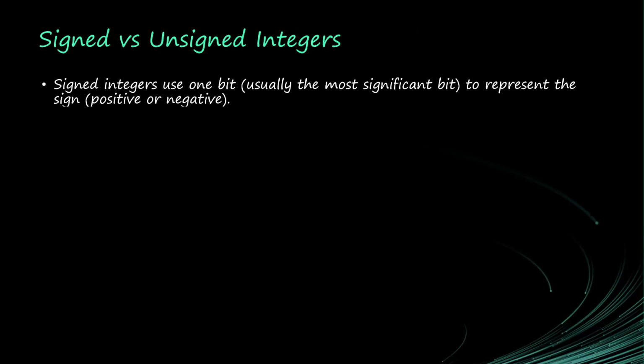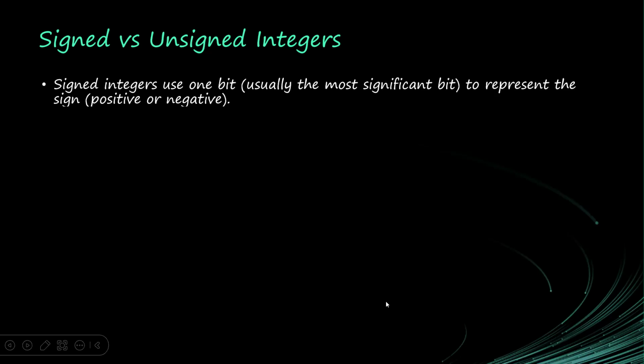Let's talk a bit about signed and unsigned integers. The signed integers use 1 bit to represent the sign of that value, something we call the most significant bit. Let's consider an 8-bit integer. Out of the 8 bits, 1 bit will be used to represent the sign, while the remaining 7 will be used to represent values.